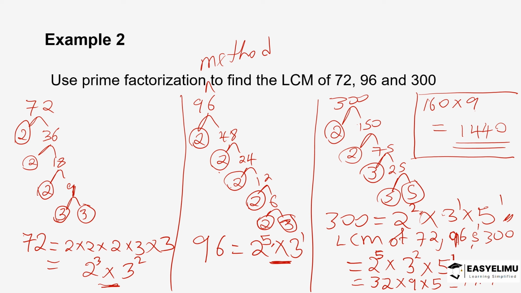1440. So the LCM of 7296 and 300 is 1440. If you had to use the prime factorization method, that is how you go about it.